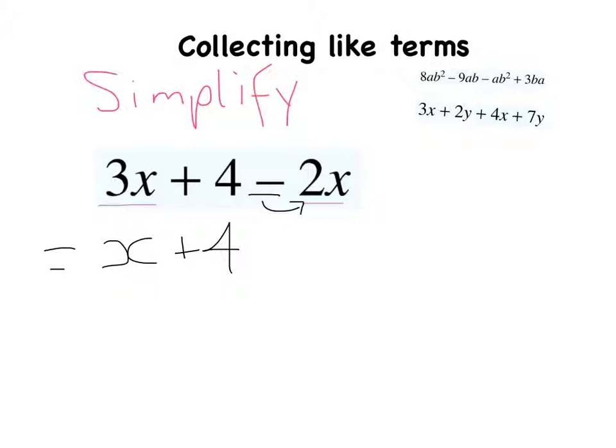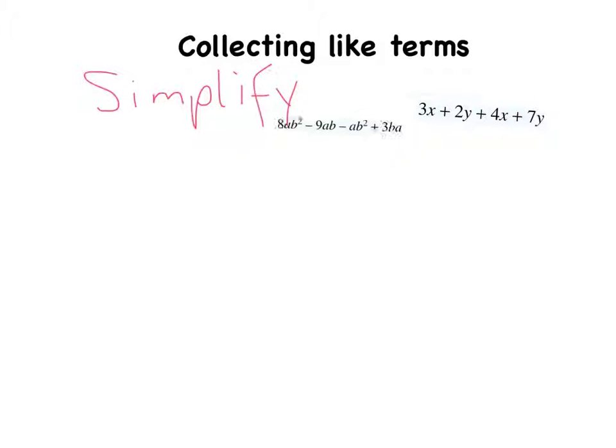I am grouping the like terms, okay? So I've grouped my purples. 3x subtract 2x is x plus 4. I can't group the 4 because it's not a like term. Another example. Okay, let's have a look at another example here. It's a bit more of a tricky one.